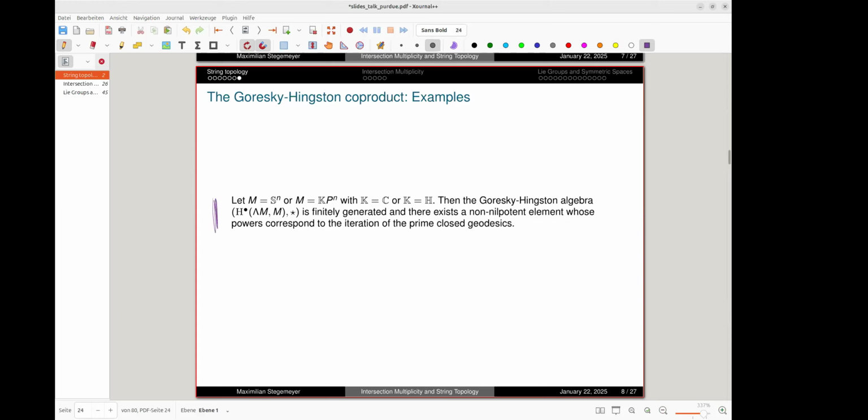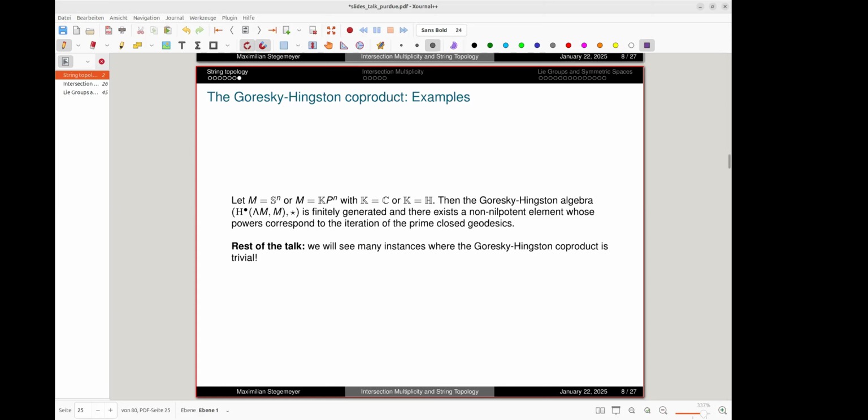They consider these spaces, and as far as I understand, it was at least Nancy Hingston's idea to look for such a product in cohomology, which resembles this iteration of closed geodesics. I will come back to closed geodesics later. And here the Goresky-Hingston product behaves very similarly to the Sullivan product.